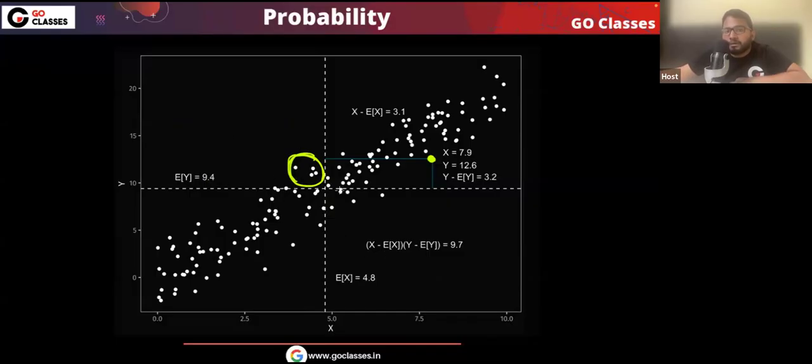What do you think? There are only a few outliers. These are the type of outliers I can say that are lower than their x average, but greater than the y average, right? These are the points which are greater than.